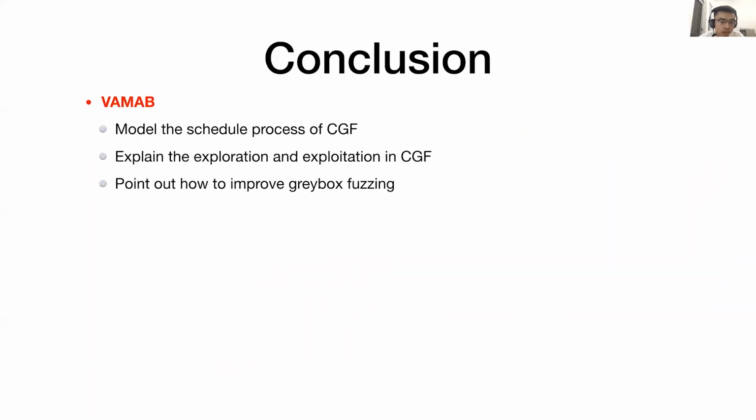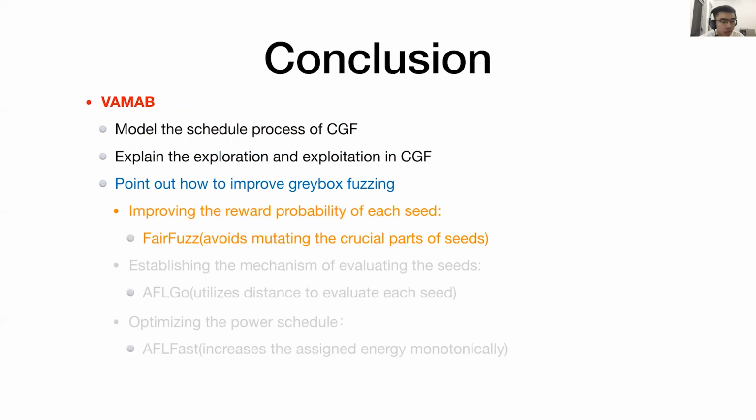In conclusion, in this paper, we propose a VAMAB to model the schedule process of CGF and explain the trade-off between exploration and exploitation in CGF. Most importantly, our model points out how to improve greybox fuzzing. First, improving the reward probability of each seed. Second, establishing the mechanism of evaluating the seeds. Third, optimizing the power schedule.